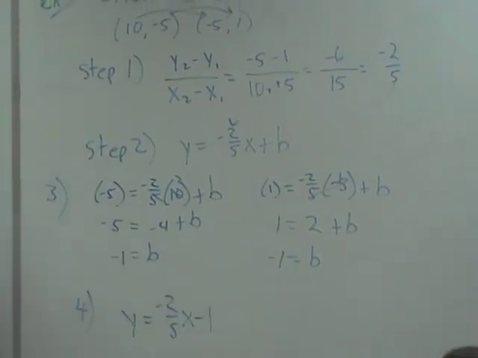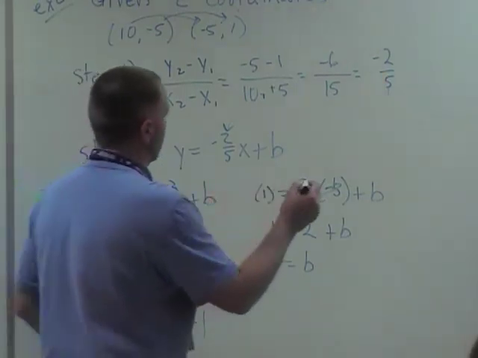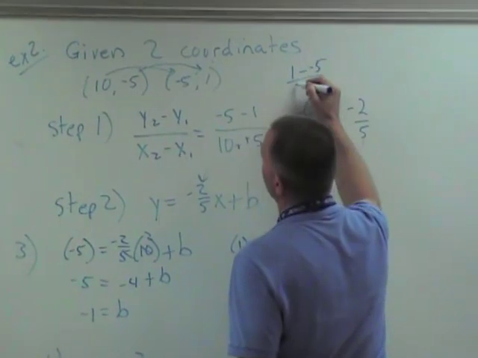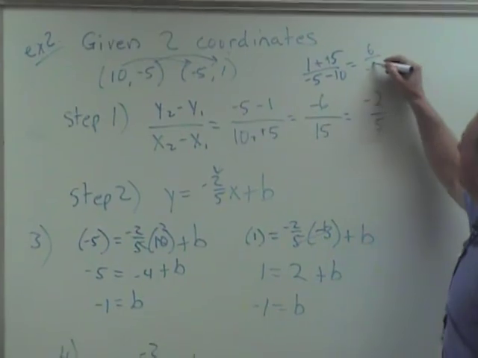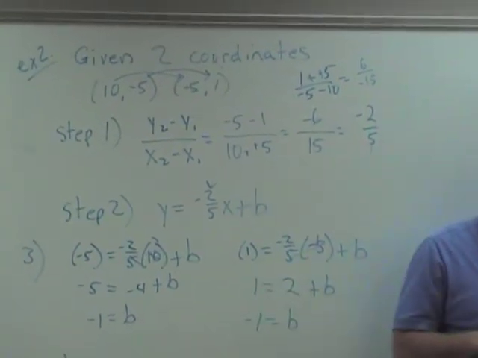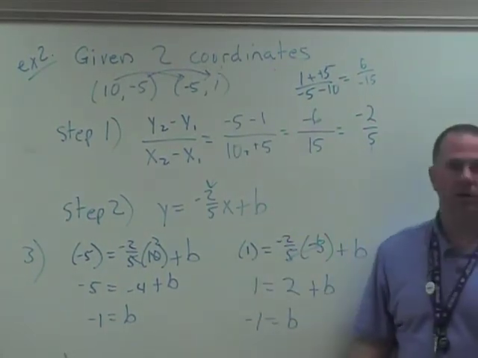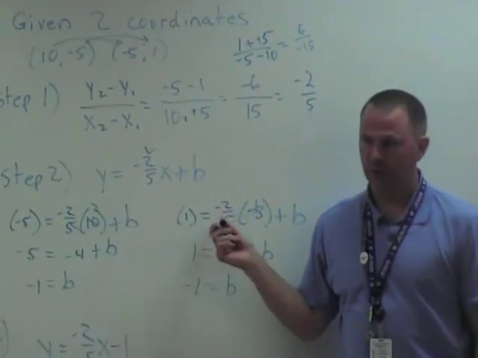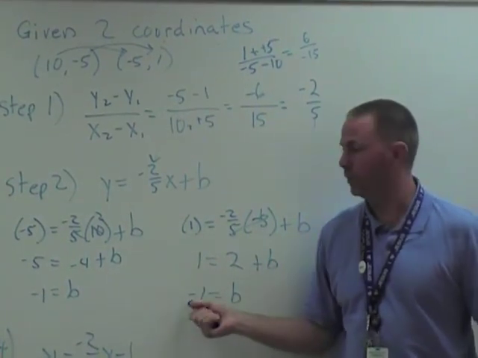-2/5 x minus 1. Yes, Kim? But if you solved it the other way around, so you get 1 minus -5. The slope, if I went left, 1 minus a -5 over -5 minus 10. That's plus a positive, that's 6 over -15. It's still -2/5. Okay. Questions over this? We've done this a little bit, haven't we? Great. So this is somewhat of a review.